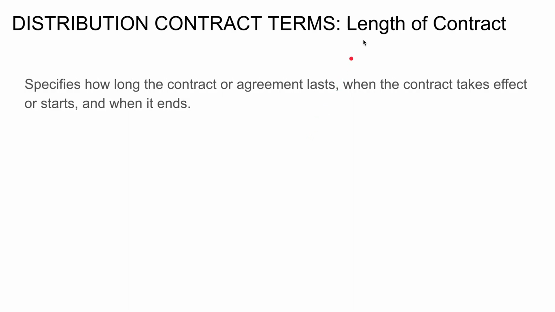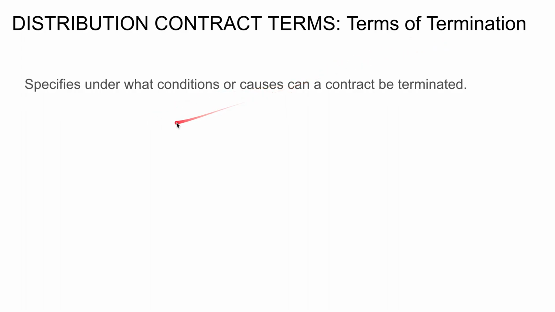Moving forward is the length of contract. This specifies how long the contract or agreement lasts and when the contract takes effect or starts and when it ends. The terms of termination specify under what conditions or causes a contract can be terminated.